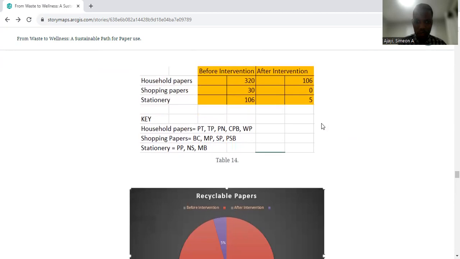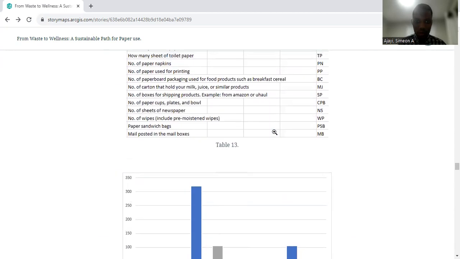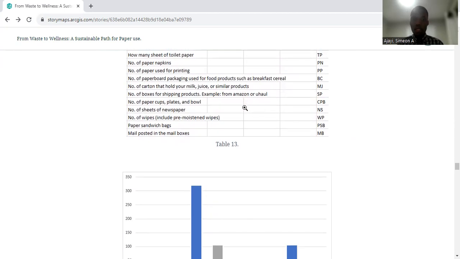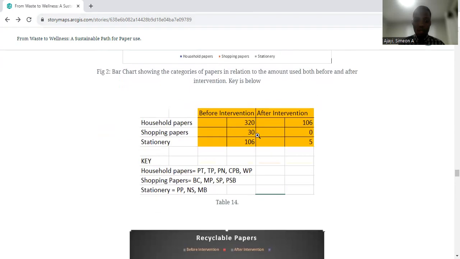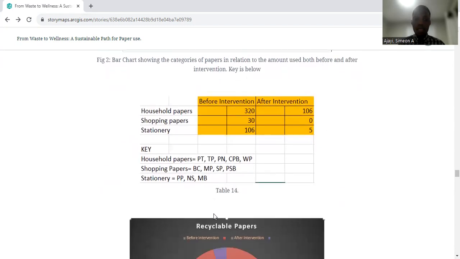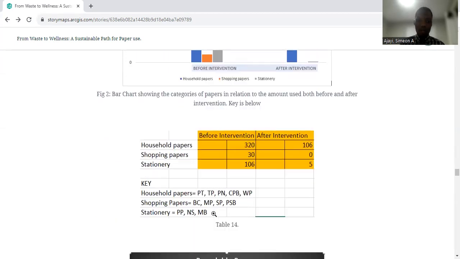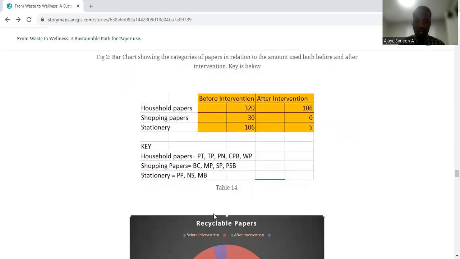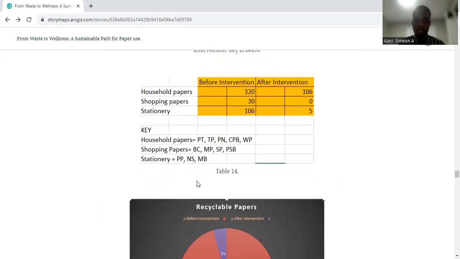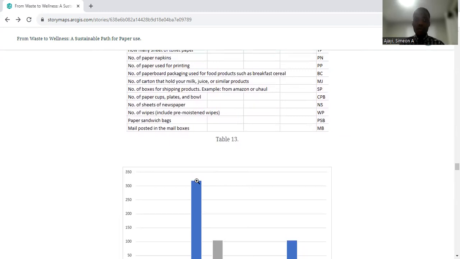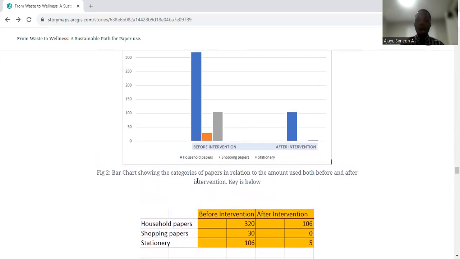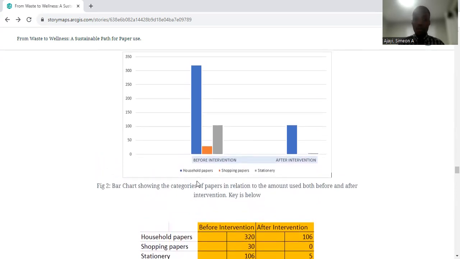All right, I think that's a mistake here. So it should be MJ, which is the milk, juice and similar products. So that should be MJ. And then SP, which is the shipping products, and then PSB, which is the paper sandwich bags, and then stationery, which is the printing papers, and then NS, which is the newspapers, and then the MB, which is the mailboxes. So I had to categorize to make for an easy and clear representation of my data.